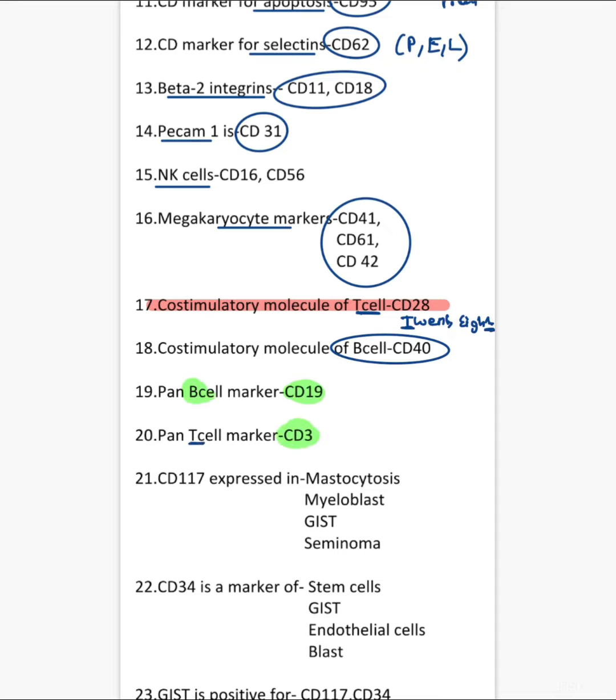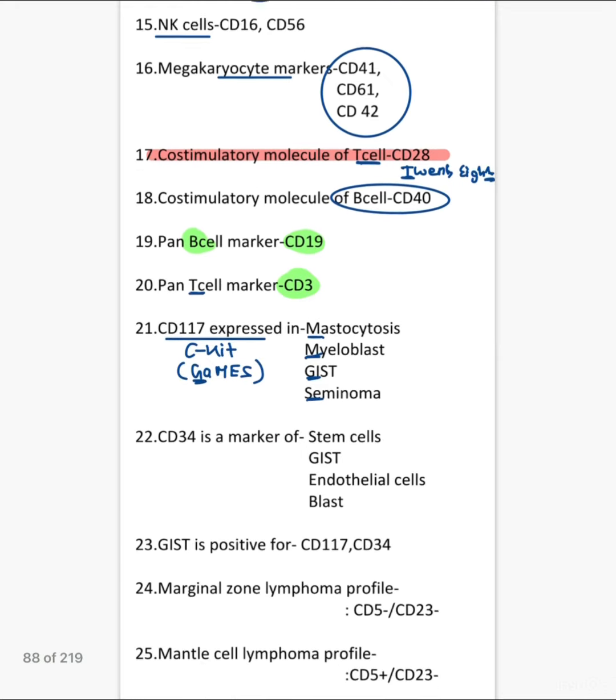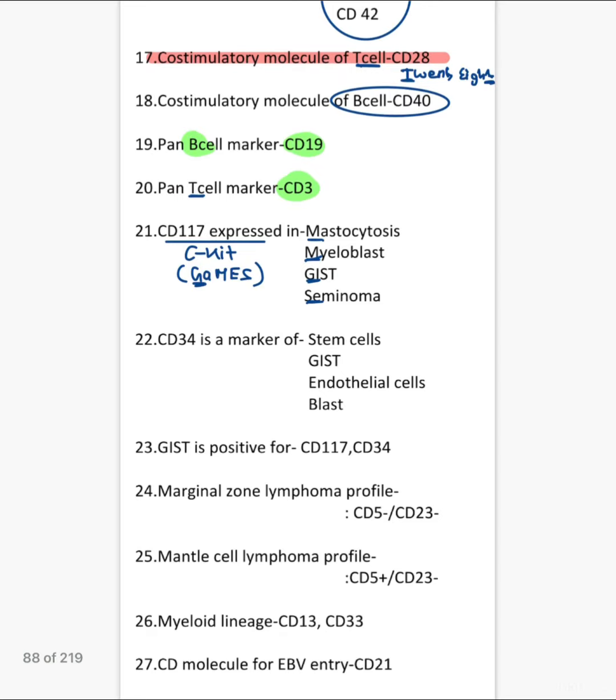Again, very very important. Then CD117, also known as, guys, C-kit. Okay, so when you go to play a game, you need a kit. Okay, so G for GIST, M for melanoma, okay, S for seminoma. Okay, so these and cutaneous mastocytosis, all of them show the presence of c-kit mutation. Then CD34 is a marker of stem cell, basically proliferation marker, meaning the hematopoietic stem cells. So GIST also shows, endothelial cells also show, blasts also show CD34 positive.